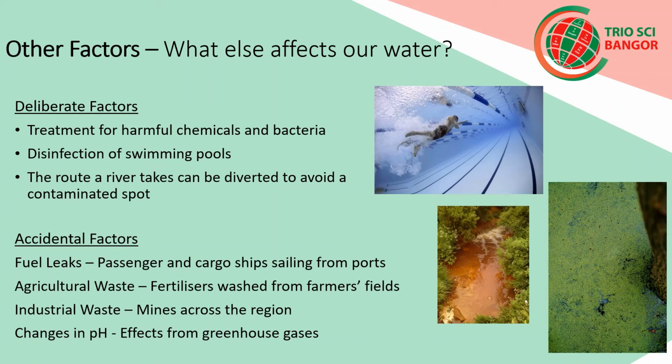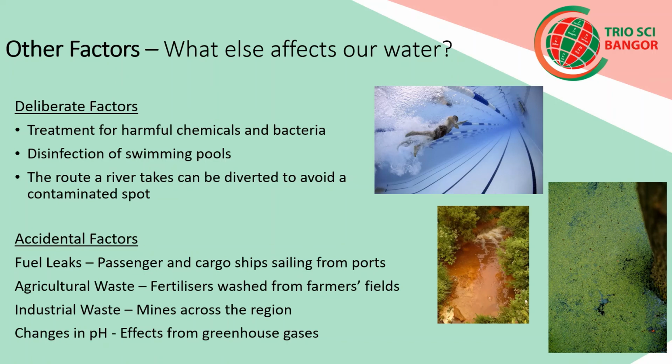Swimming pools use chlorine to keep them clean. Then the chlorine-containing pool water drains away into the waterways, but is in such small quantities that it's still safe. While these are quite small factors, other larger things can be done, such as diverting the course of a river to avoid a contaminated area.